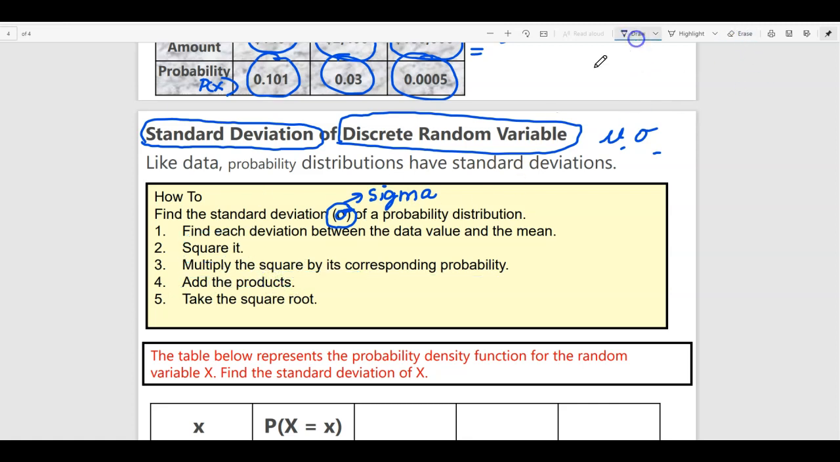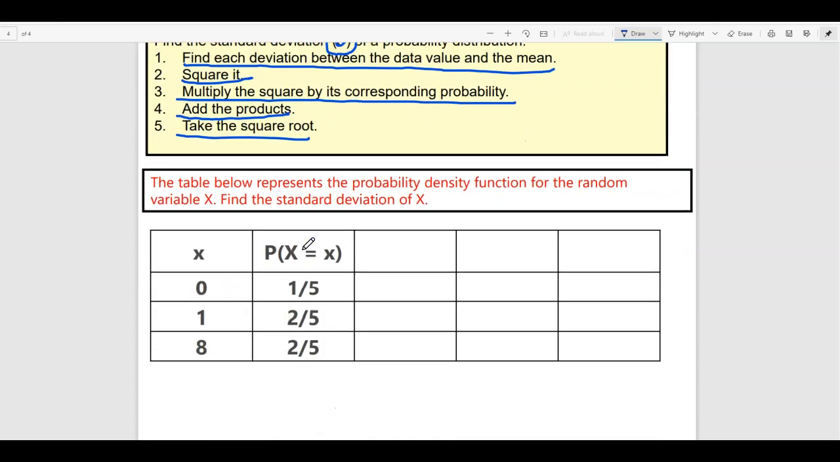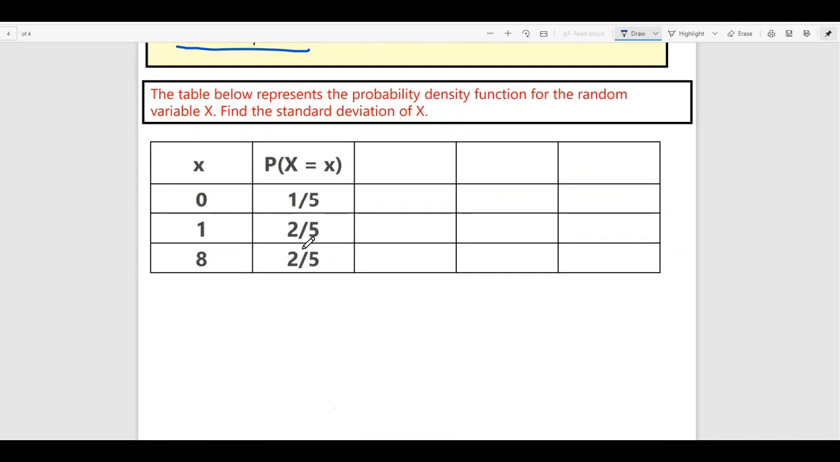Step one is to find each deviation between the data values and the mean, square it, multiply the squares by the corresponding probabilities, add all of them, and then take the square root. Let's go ahead and work a problem out. The table below represents the probability density function of a random variable x. Find the standard deviation of x.